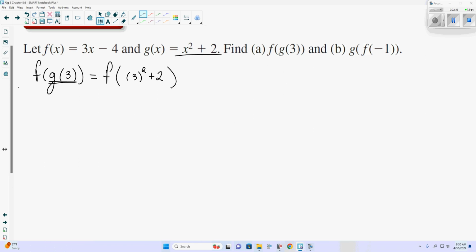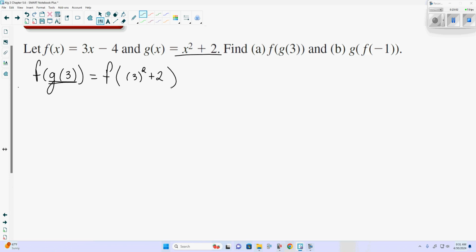Questions on how we got to this point? Now, the textbooks or different places differ on what we do now, because the next thing we could do is take 3 squared plus 2 and plug it into f of x for each x. That is a valid option. I prefer not to do that because that's just going to make the equation have a lot more pieces to it.